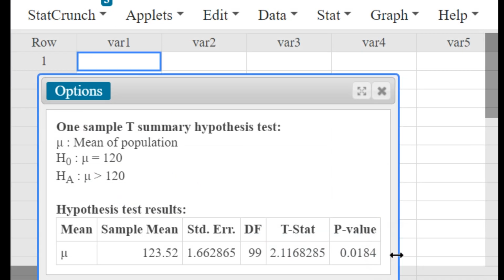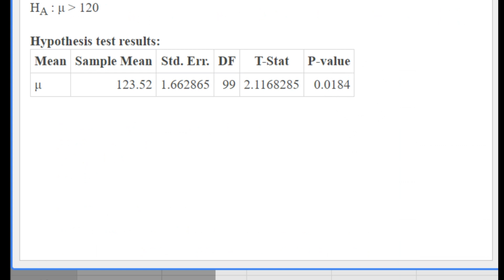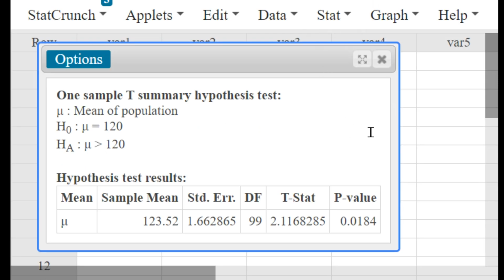I hit compute. It gives me this result. It tells me what my sample mean was. Okay, I already knew that. It tells me my standard error. Well, that was my denominator of the test statistic. It tells me the DF. We knew that was 99. Here's the test statistic that they compute, 2.116.